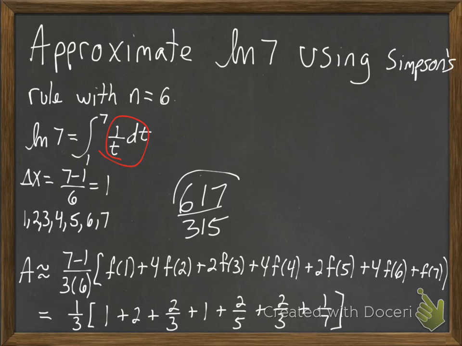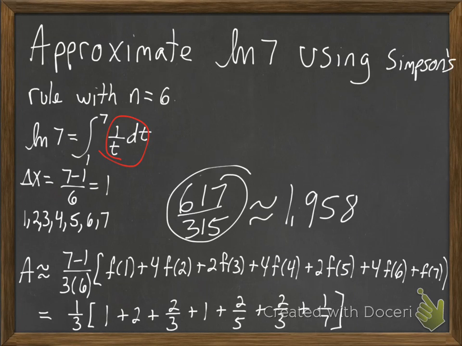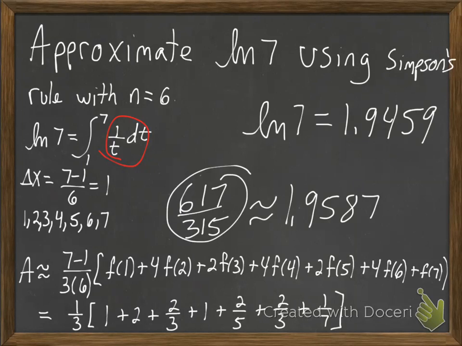And when you add all those up, you'll get 617 over 315, which is approximately 1.9587. And if you compare that to the actual natural log of 7, which is 1.9459. So at least to the nearest tenth, we're okay. We're within a tenth of the answer.